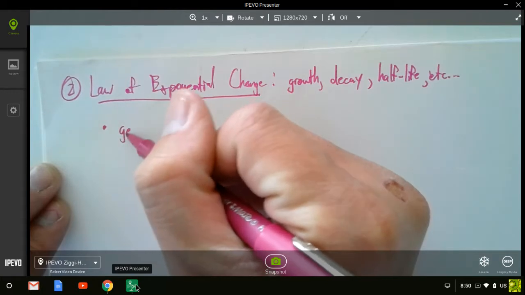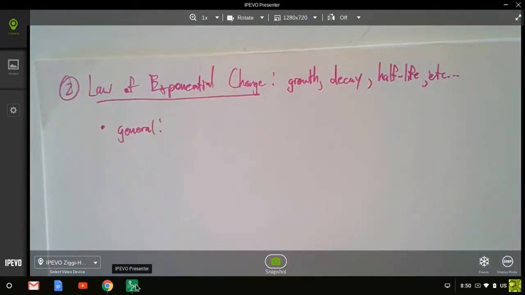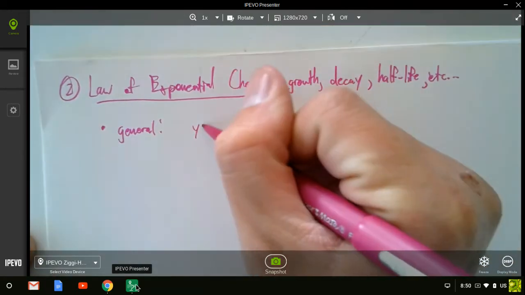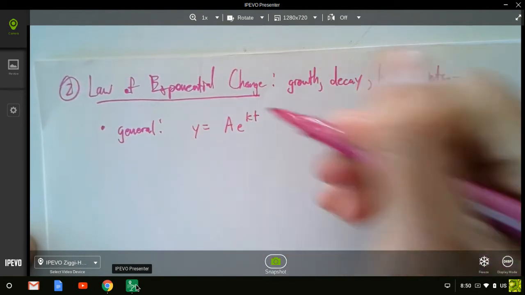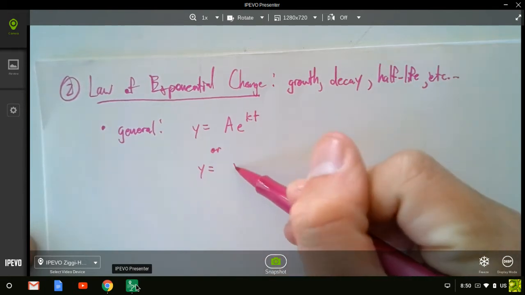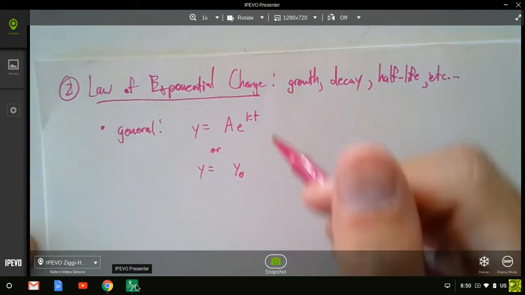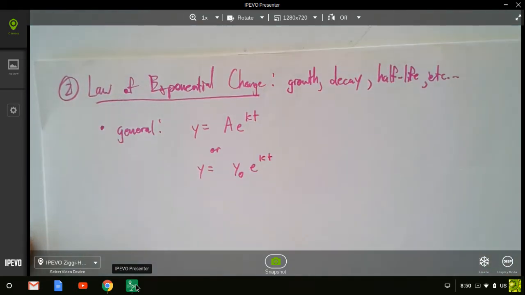Okay, so the general equation you will want to know for any exponential growth or decay, even when we're talking about half-life, you still have to know this general equation. It's y is equal to a times e to the kt, or you might see it as y is equal to initial y, like an initial value, times e to the kt. You might have seen something like this before in pre-calc, right?